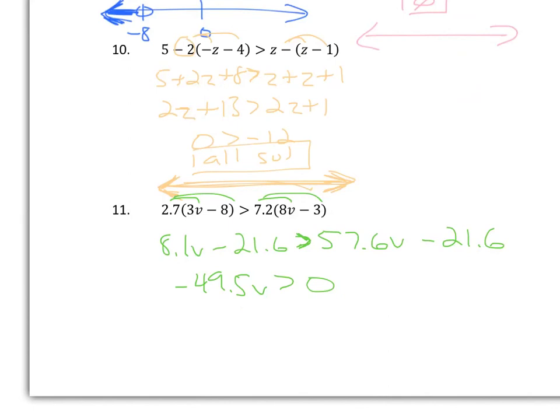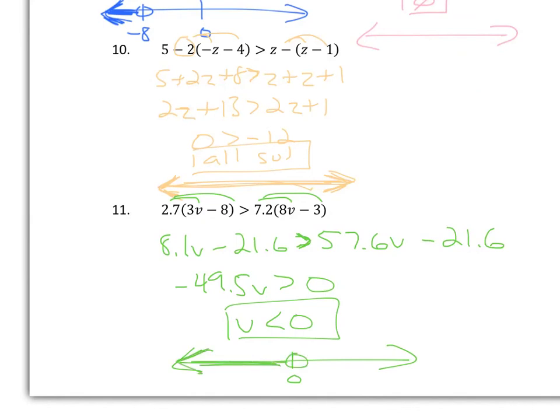When you do divide by the negative there, we're going to flip the sign. So v is less than 0. Okay, so the answer is v is less than 0. Put my 0 in there, open circle, less than, and all finished. That's the first lesson.